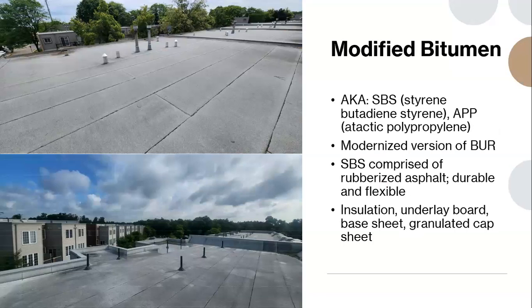So again, it is a rubberized asphalt membrane, also very durable and flexible, which is great, especially in those winter months. And similar to the common roof anatomy that we spoke about earlier, it has the insulation, underlay board, base sheet, and then a granulated cap sheet. So the top layer of the roof system would be very similar to the top of a shingle with those loose granules on as well.